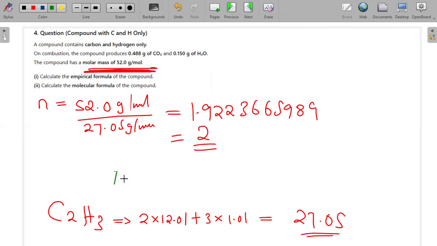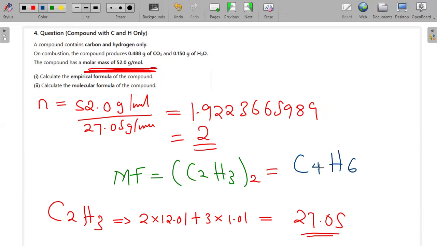So it means my molecular formula will simply be the empirical formula multiplied by the factor. So I get C4H6. Okay, so that is my molecular formula. So any questions there, guys? Any questions from there? Okay, I hope you guys are understanding.